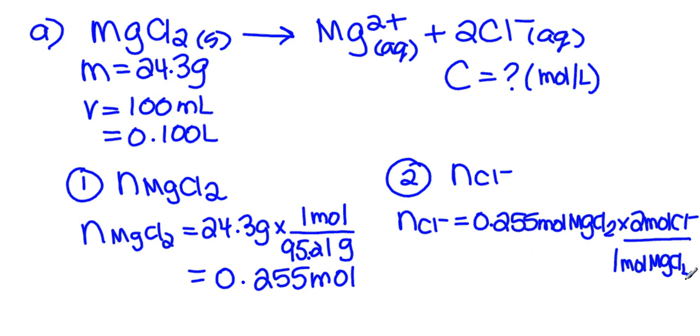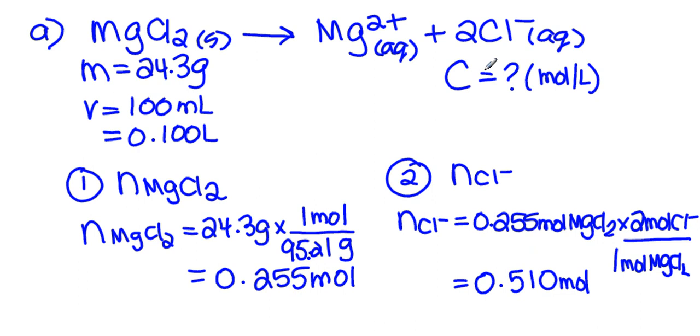So it's a 2-to-1 ratio, or what we really need to do here is just double our amount. So 0.255 times 2, and when we check that, we get 0.510 moles of chloride ions.